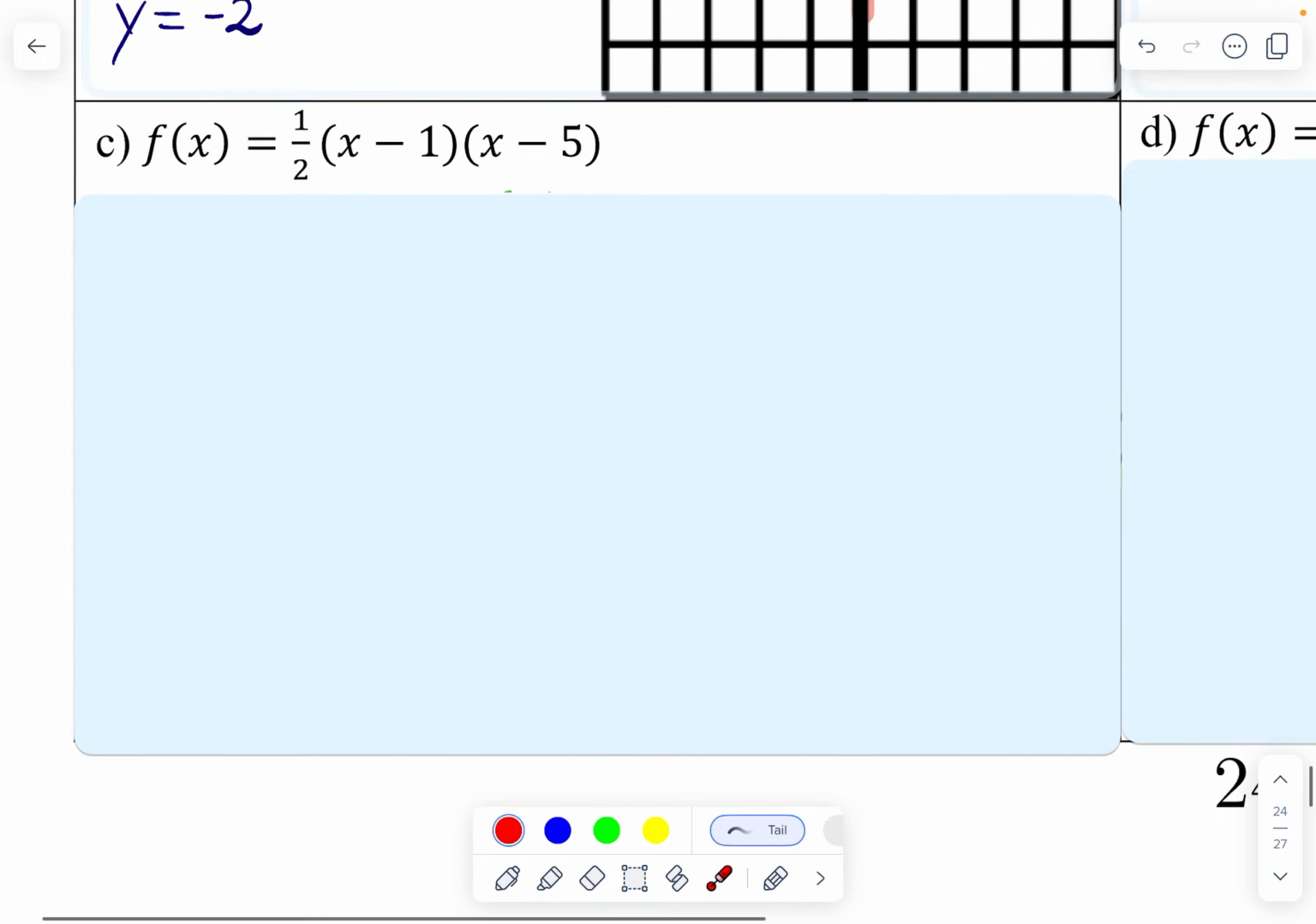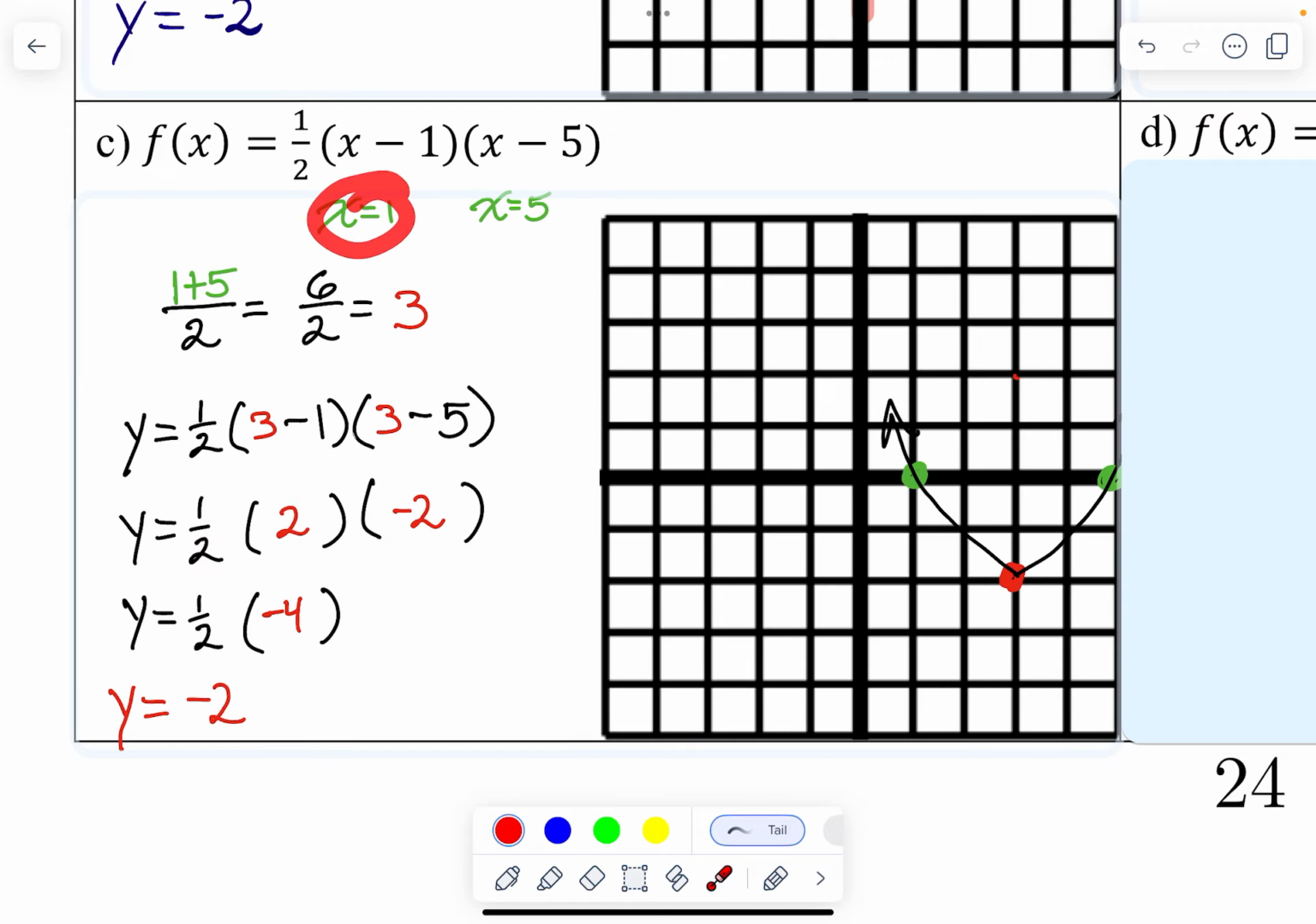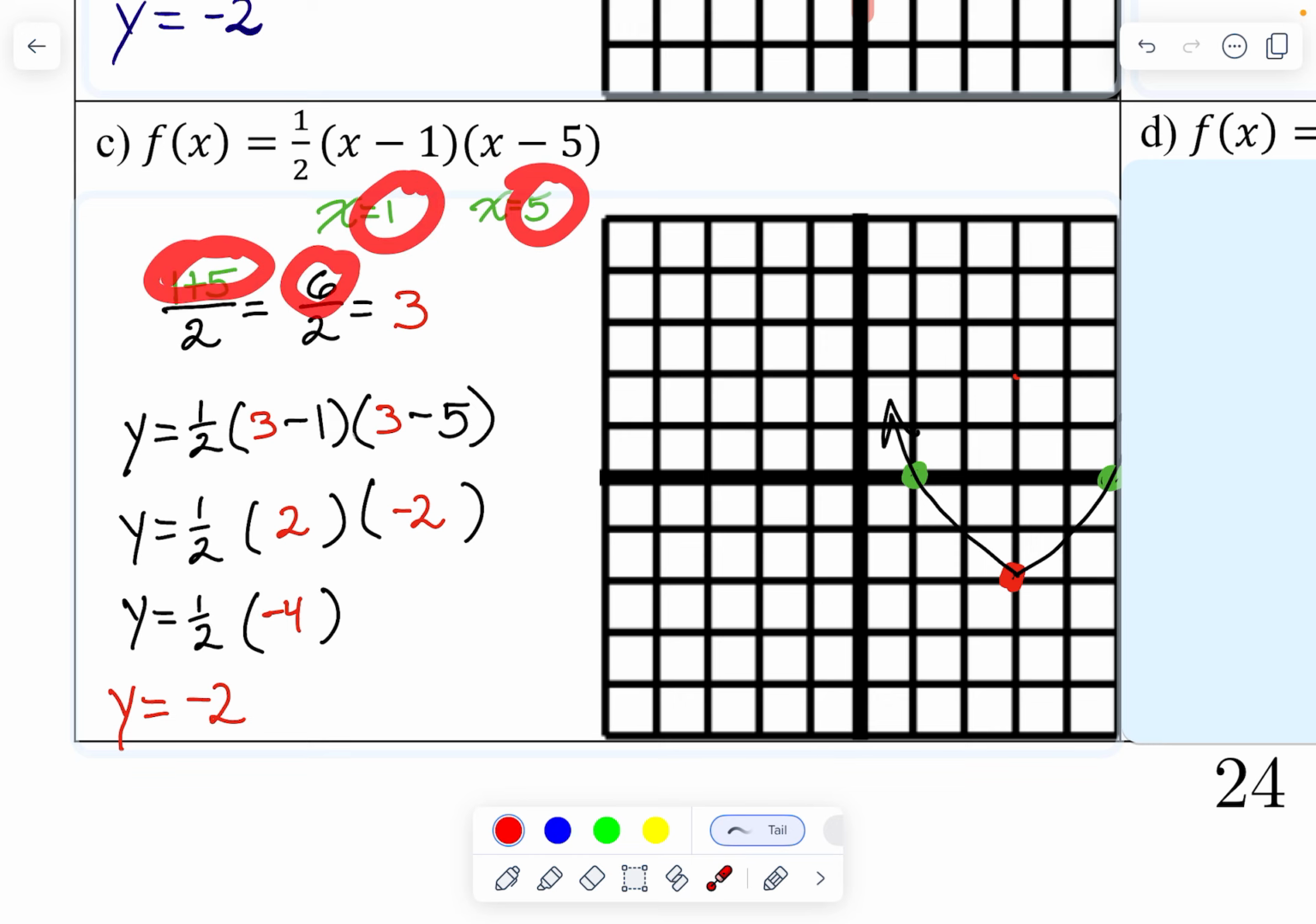Let's try it with a fraction. It's a little bit trickier. I add 1 to both sides, and I get x equals 1. And in the right factor, I set it equal to 0, and I add 5 to both sides, and I get x equals 5. I take 1 and 5, add them together, and I get 6. Divide by 2, and I get 3.